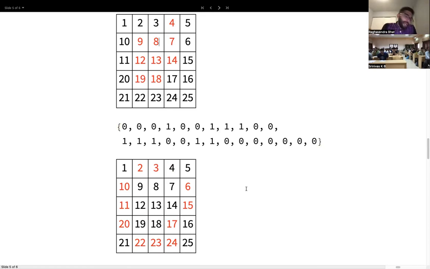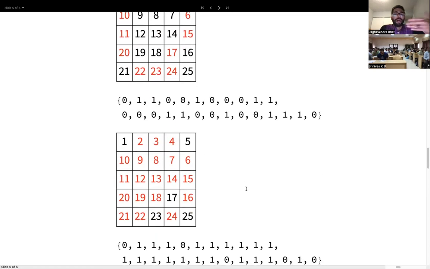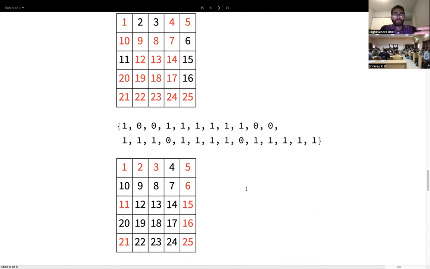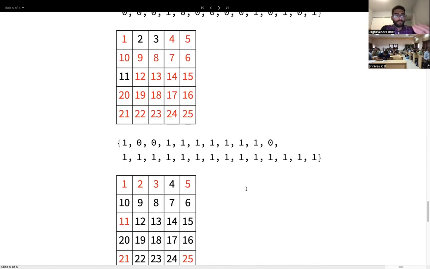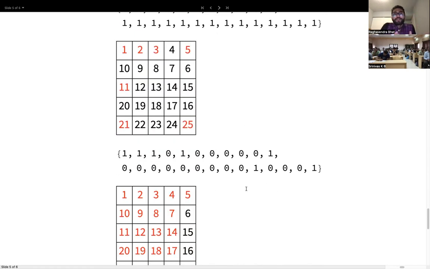You become red or you become black based on how many red or how many prime numbers are around you, and you let the game go on. So this happens, and it goes on and on and on. Somebody here in the audience will probably think about this. Will this go on forever?